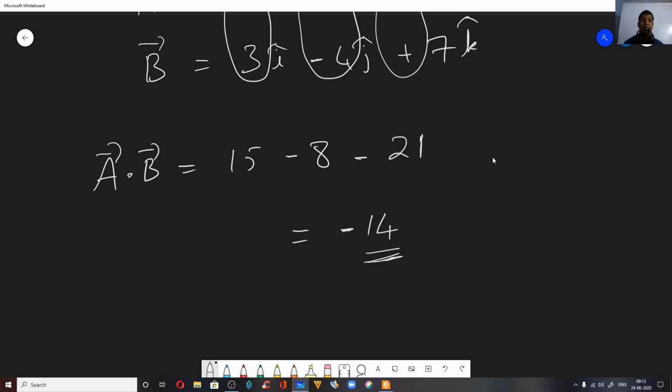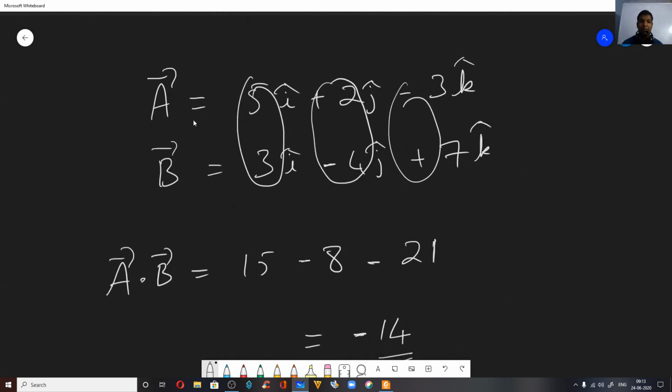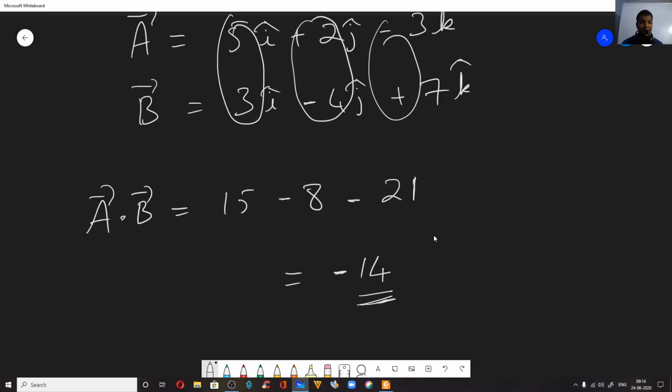Okay, so what are the units? It depends on the situation. So remember that, the answer is just 14. All right, so if they don't specify any physical quantity which these vectors are representing, you can simply write the answer. All right, fine.